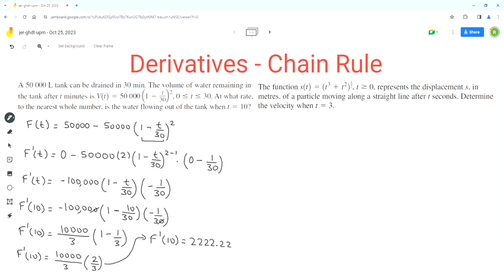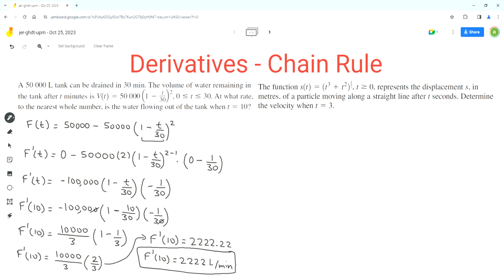Now, as per the problem, we have to find the rate to the nearest whole number. So we can round our answer to f prime of 10 equals just 2222, and the unit will be liters per minute. So that's the rate at which the water is flowing out of the tank at t equals 10. So this should be the final answer for the first problem.